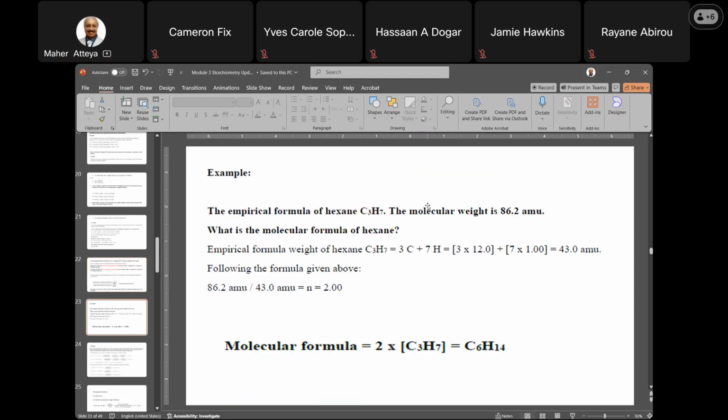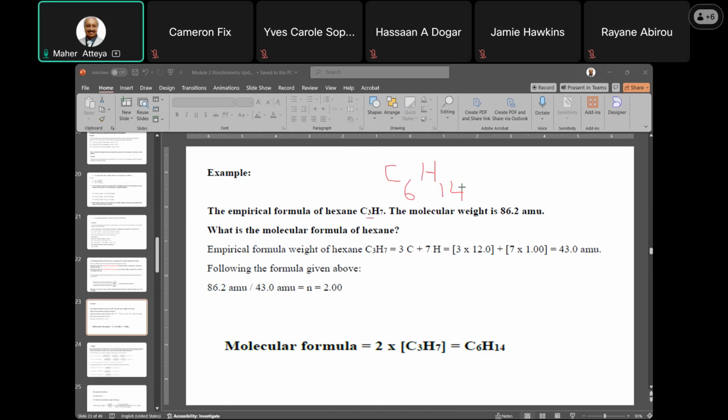Okay, so it gives you the empirical formula of hexane, C3H7. But we know that hexane, when I tell you hexane, tell me the hexane molecular formula, the true ratio is C6H14. So if you reduce it, you divide by a common factor. The common factor is 2. You get 3.